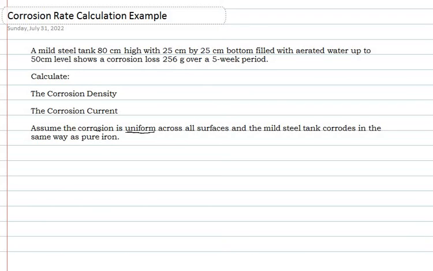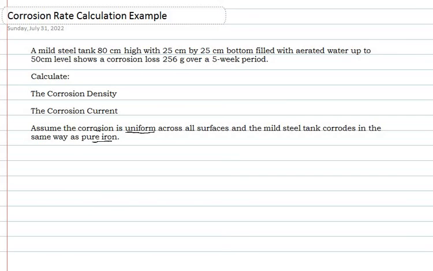And then we're told that the mild steel tank corrodes in the same way as pure iron. Now here, instead of trying to think of how many electrons you should be considering, they said pure iron, that's the iron that hasn't been oxidized, so you can simply use the characteristics of iron whenever you need something of that nature.